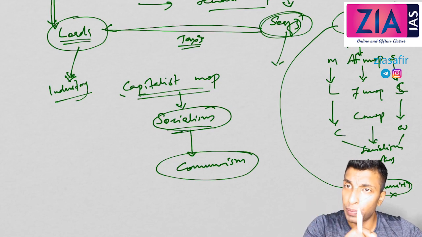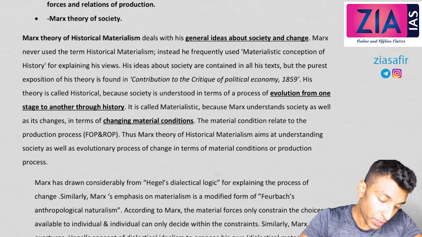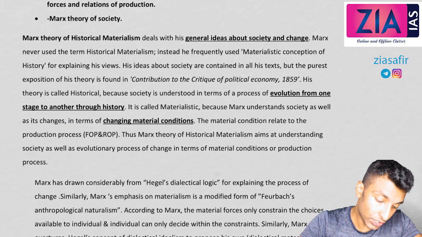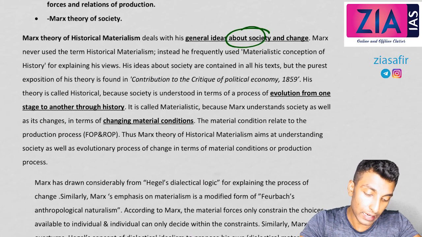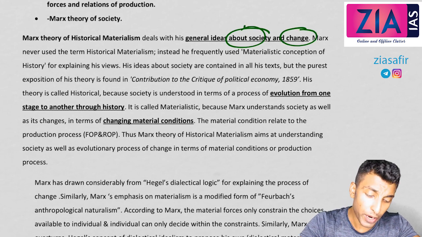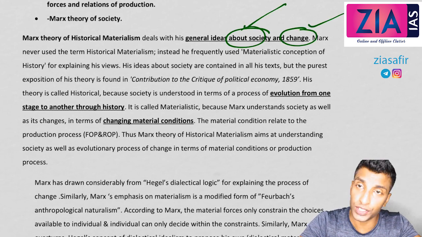Now we will move on to the PDF. With that we will explain sentence by sentence. I'll explain, you will understand everything. So Marx's theory of historical materialism deals with his general ideas about society and change. So this is what I've told you. One part you need to write about is his idea. The other part is change.